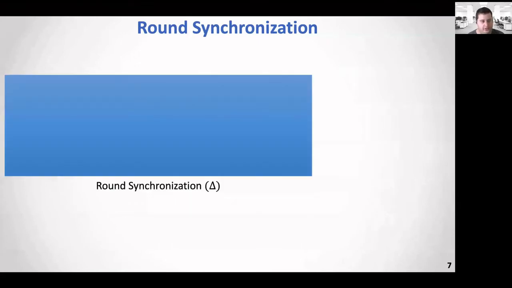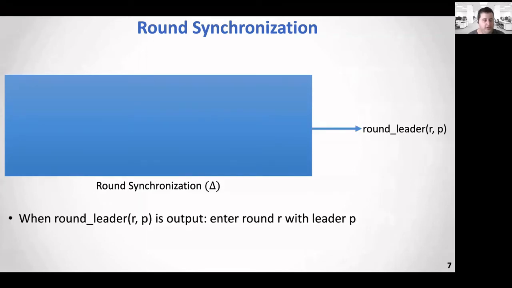A round synchronization module, which is parameterized by some parameter delta, has a single output, round leader, with two outputs, R and P. When this round leader is output, it signals to the process that it should enter round R and use process P as its leader.